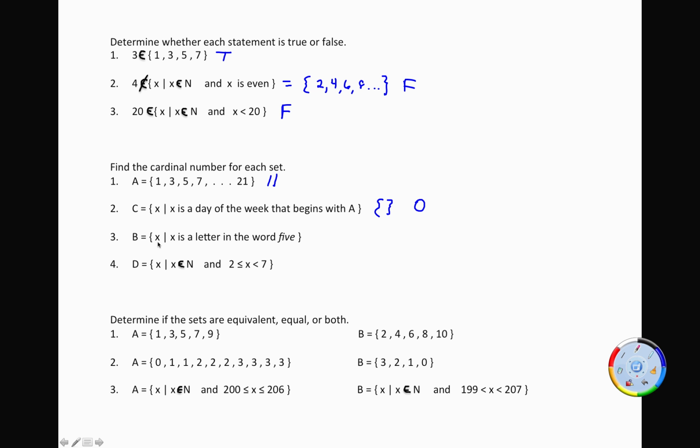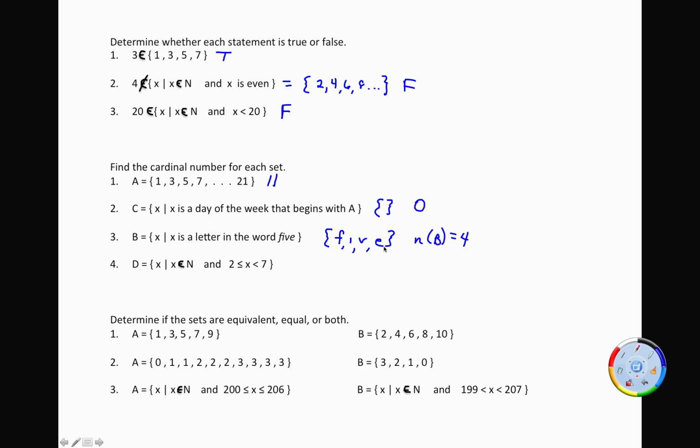B is the set of all x such that x is a letter in the word five. Well, again, if I were going to write this as a list in my roster form, the set would look like this. And so the cardinal number of that set is 4 because there are 4 elements in the set.